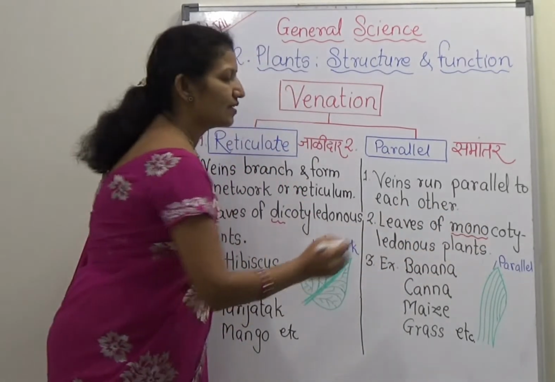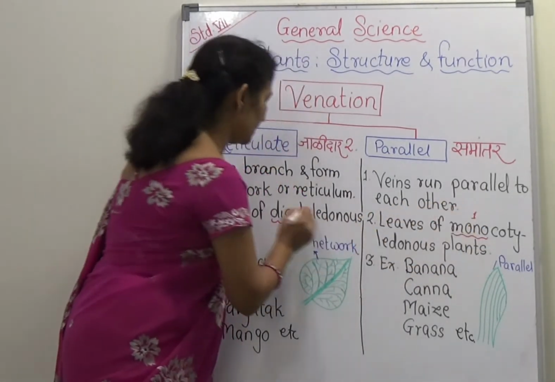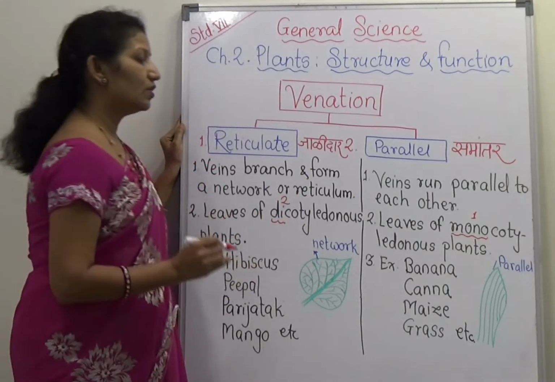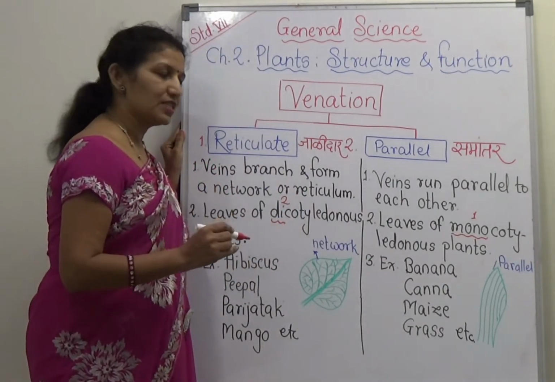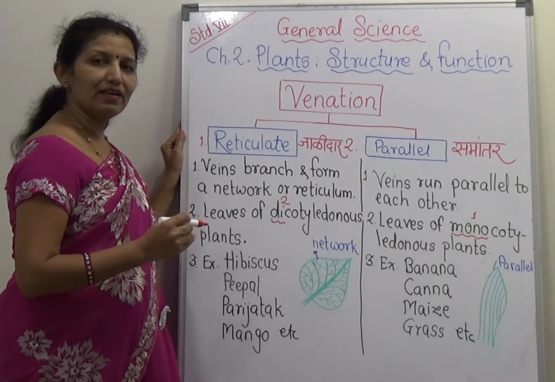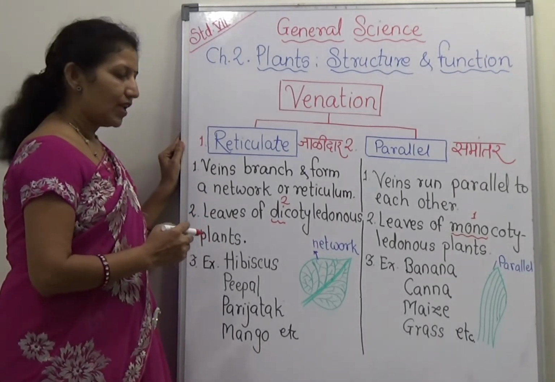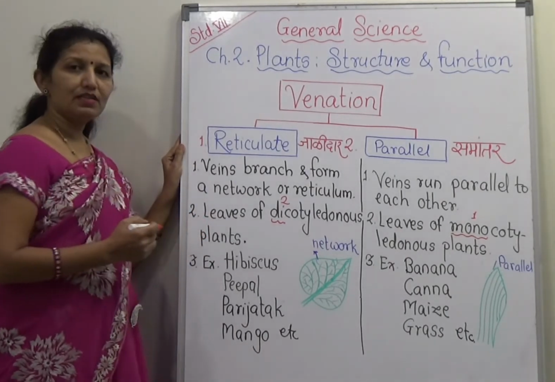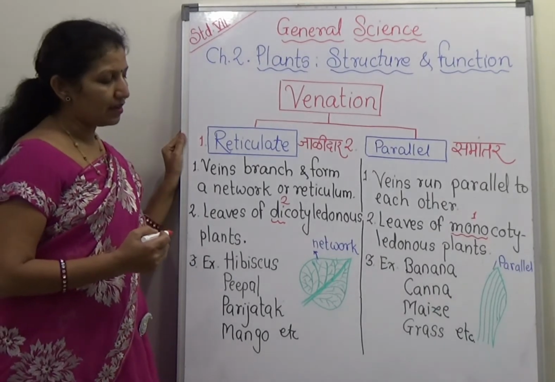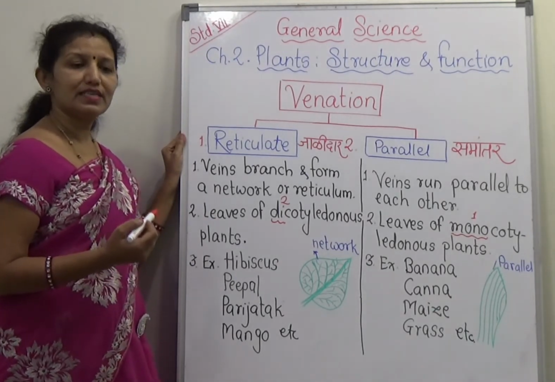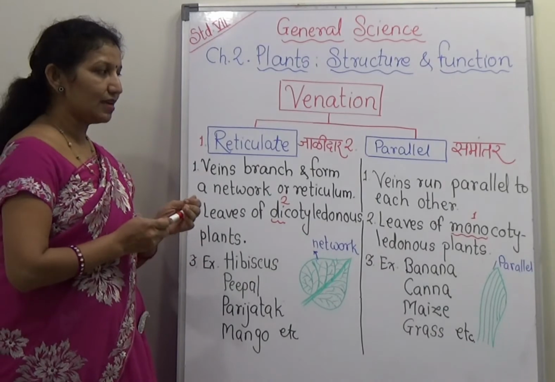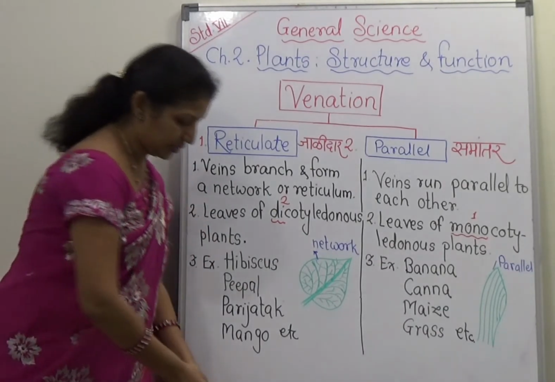Mono means one and di means two. So, leaves of monocotyledonous plants are having parallel venation. And examples are banana, canna, maize, grass. These are the examples of parallel venation.